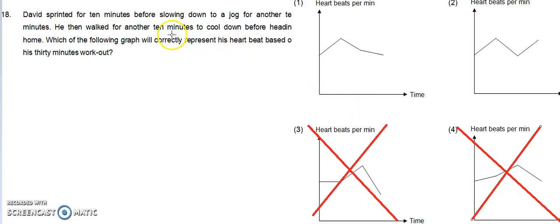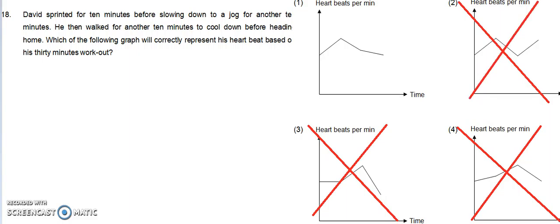And then after that, the last part is he slowed down to walk for another 10 minutes. He walked to cool down. So again, from jogging to walking, his heart rate should drop. So option 1 is possible again, but option 2 shows that his heart rate is increasing. So option 2 is out.